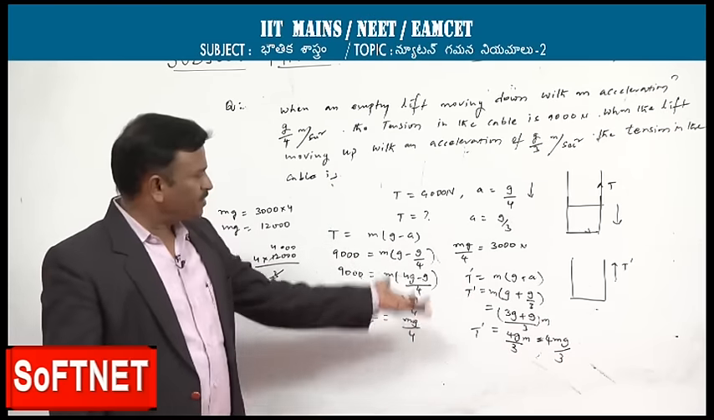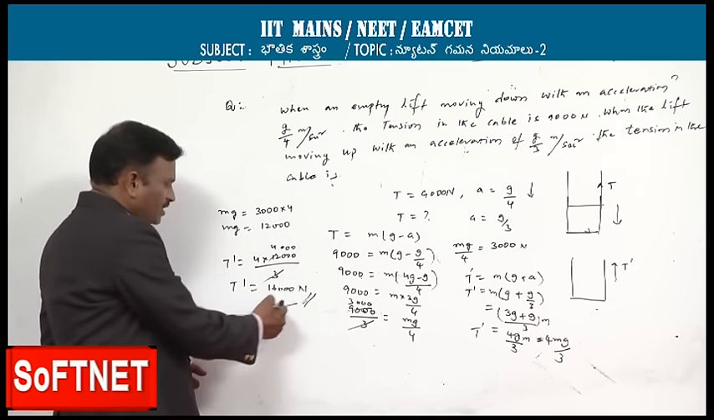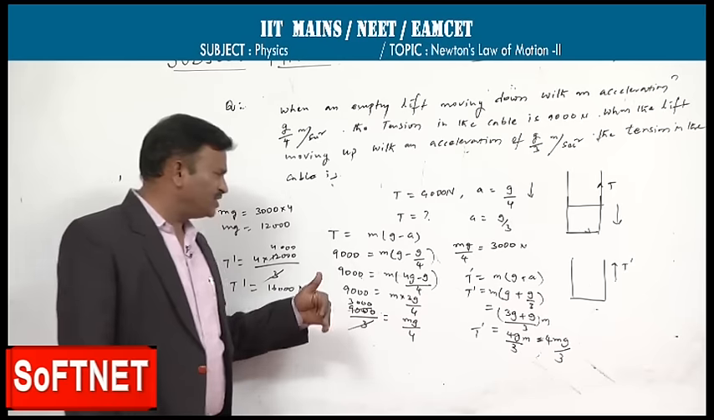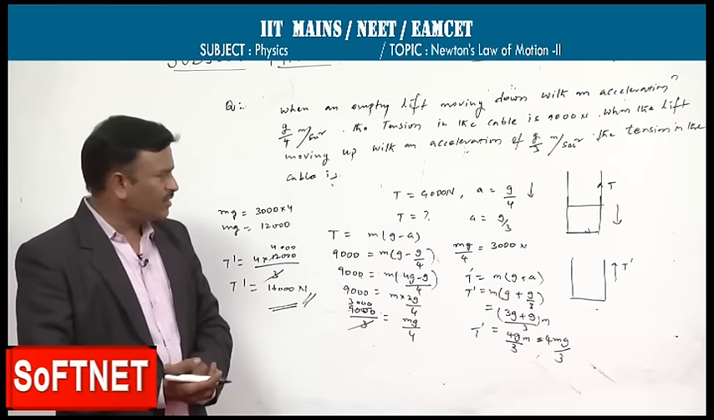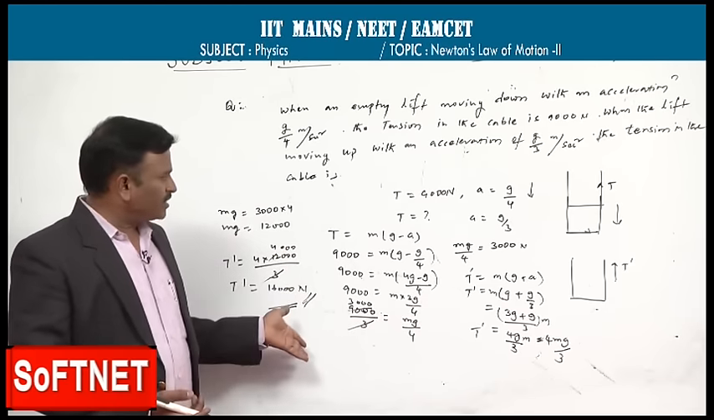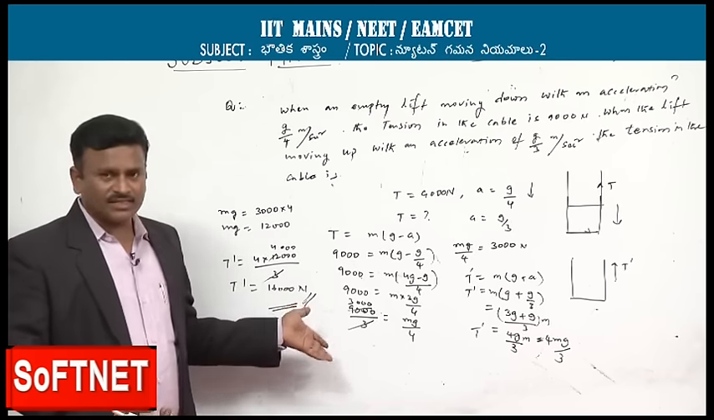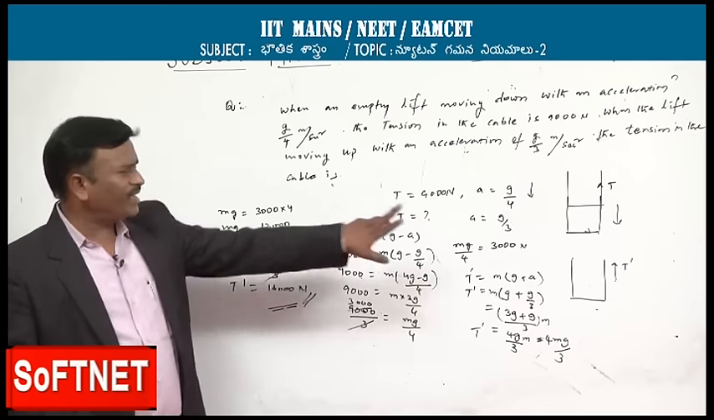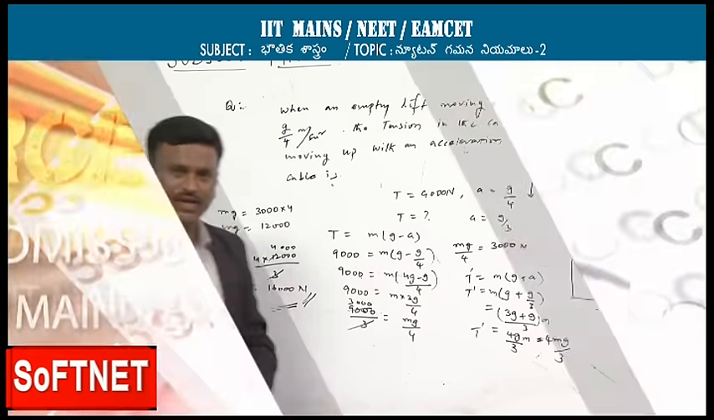Obviously, when the lift is moving down, the tension is 9,000 newtons. When the lift is moving up, it will be more than that. The tension will be more. As the lift is moving up, it will be g plus times the acceleration. When moving down it is g minus, while moving up, g plus. That is the reason more tension can be found in the cable of the lift while moving up.